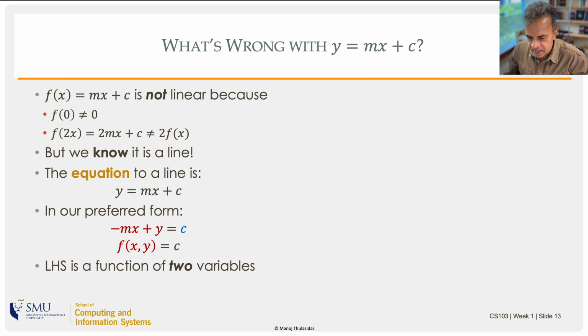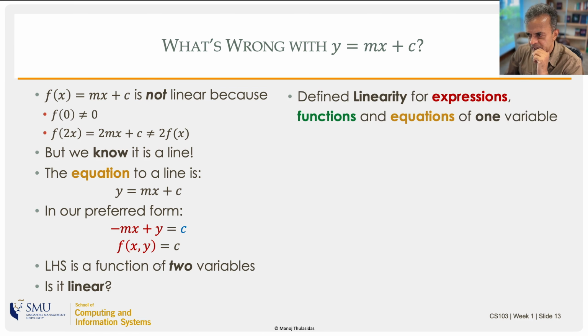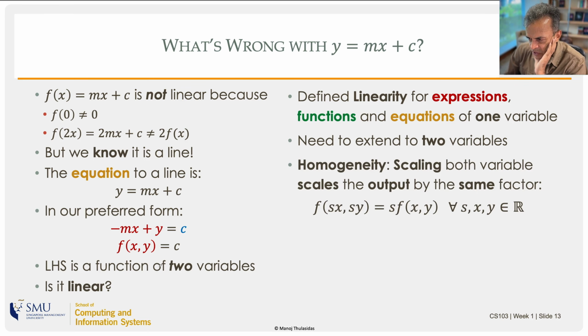And then since it's two variables, we don't quite know whether it's linear or not. We haven't specified the conditions of linearity for expressions in multiple variables. We did it only for one variable. So let's do it for two variables. So we will say that homogeneity is if you scale the inputs by a certain factor, s in this case, same factor, not different factors, the output should scale by the same factor. That is homogeneity. I'm specifying it now.